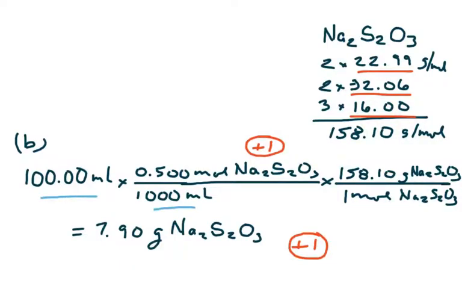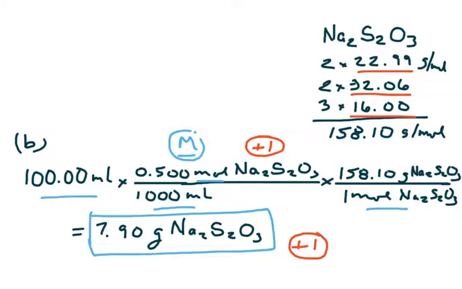Now for part B here, we go on, so we start with 100 milliliters. Then we're going to go from milliliters to moles. That's our molarity. We're using the molarity as a conversion factor. And then we're going to go from moles to grams. We use our molar mass as a conversion factor. And we end up with 7.90 grams of sodium thiosulfate, and that's worth 1 point to get to the answer.